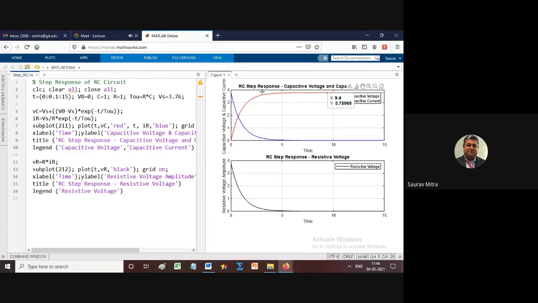Likewise, the initial current also for the capacitor will be in the range of 3.76 because R is equal to 1. x is equal to 0, y is equal to 3.76. That is the initial current. So this is how Vs is affecting.